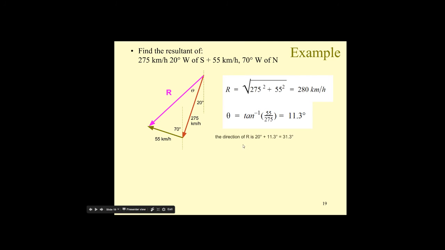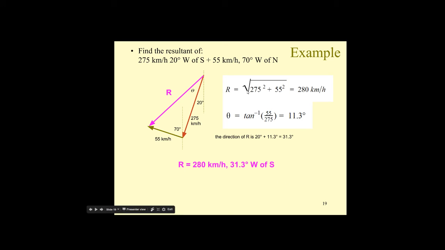So I simply take the 20 and the 11.3, add those together, and now I can state my answer as 31.3 degrees, and now I'm going west of south. And so if you only look at the resultant, then you'll see that the angle goes from the south all towards the west, and that's 31.3 degrees. Pretty straightforward. So remember that you should make a sketch so you can see what is happening.